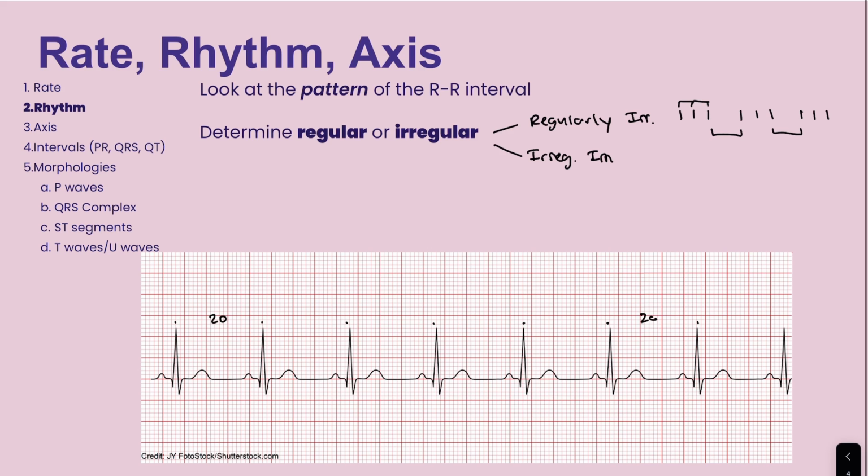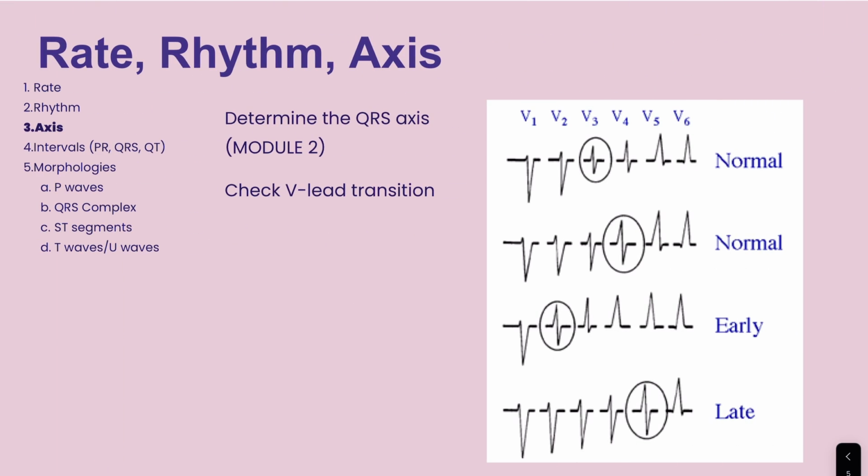Now, irregularly irregular, this is going to be your buzzword for AFib. When you think of irregularly irregular, I want you to think of AFib first. We see it all of the time used in different STEM questions. That is your go-to. But the point here is there's no rhyme or reason. There's no pattern. It's just plain irregular. It's irregularly irregular.